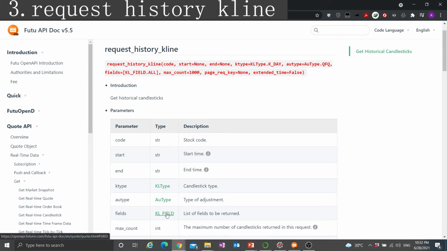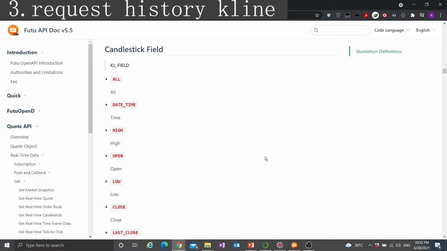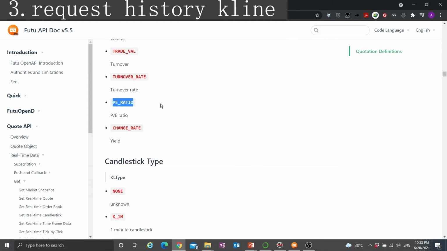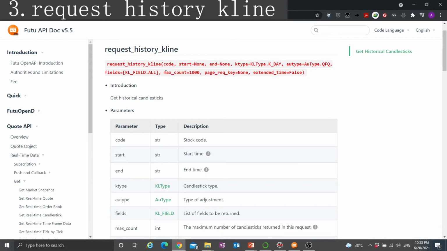The next parameter, fields, determines exactly what information we'll be downloading. Let's take a closer look. As you can see, we can download the price data: high price, open price, and low price. And there are many more, for example the PE ratio and the turnover ratio. In the end, we can also download the change rate, which is very helpful if we want to calculate the returns on the stock. The rest of the parameters are quite arbitrary, so we'll not go through them.